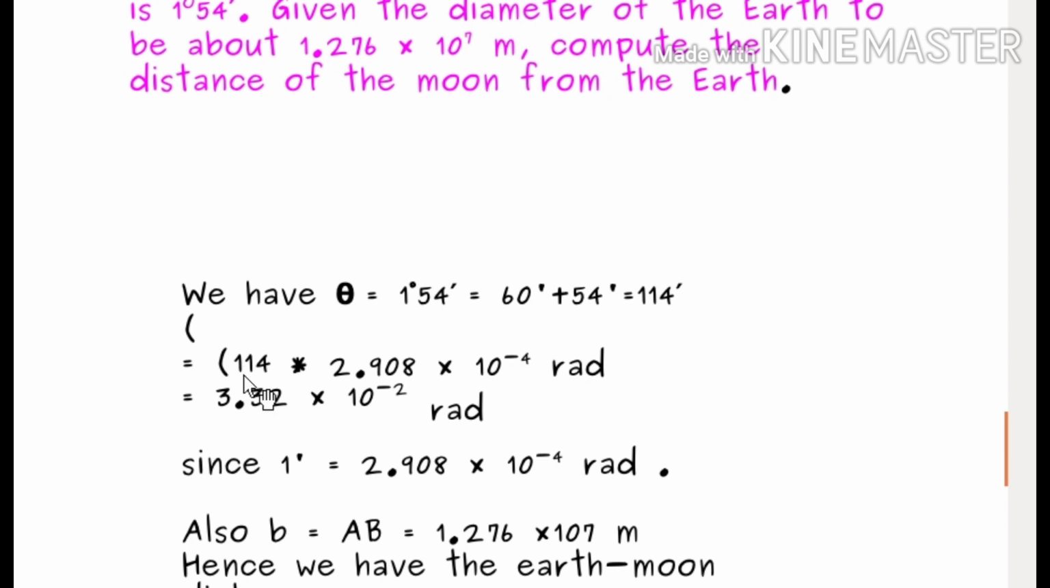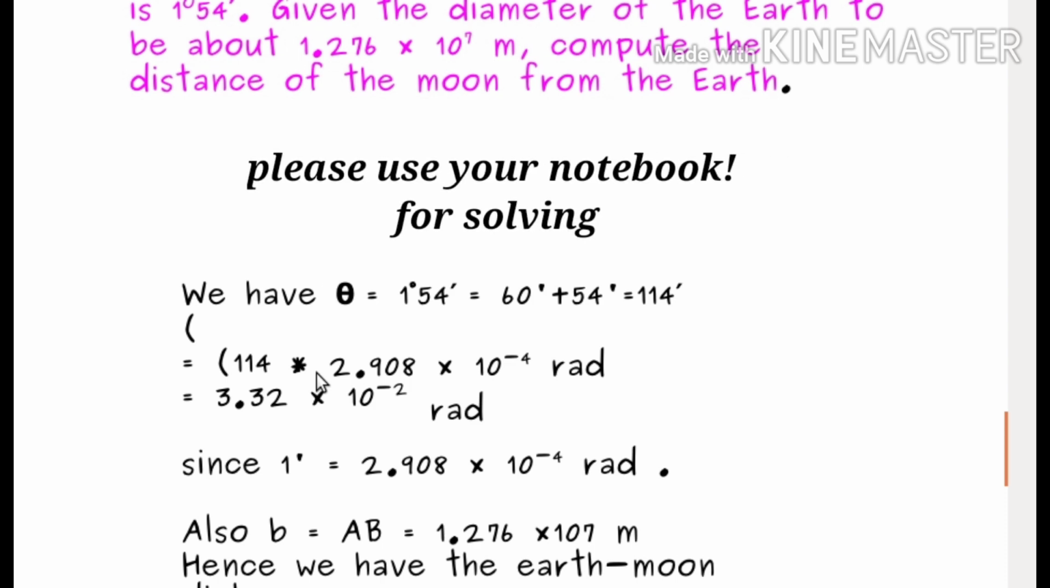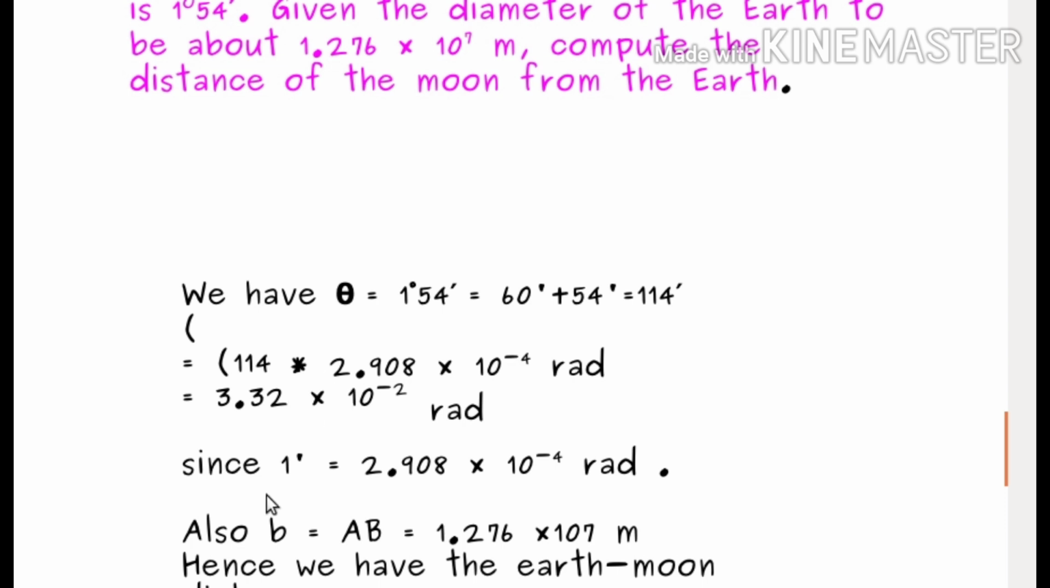Since 114 will be multiplied by 1 minute, and 1 minute is equal to 2.908 into 10 to the power minus 4 radian. Understand? These are the basic calculations, and if you say that you don't know about it, I will tell you later in some other video. Now on multiplying these quantities we get 3.32 into 10 to the power minus 2 rad. Now we have theta in radian.